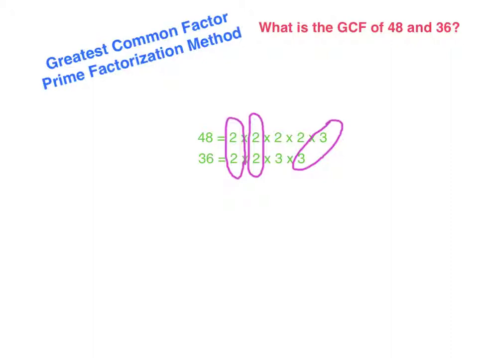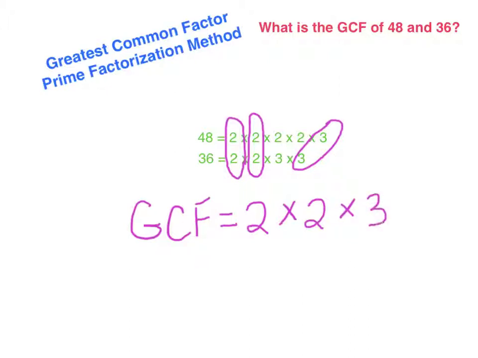When using prime factorization to find the greatest common factor, the final step is to multiply the prime factors that they have in common. So we've got 2 times 2 times 3. 2 times 2 is 4, and 4 times 3 is 12. So the greatest common factor of 48 and 36 is 12.